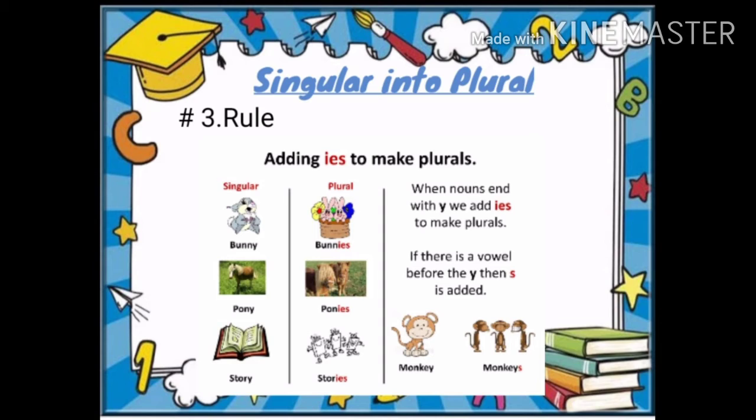For example, monkey. Monkeys, and but before Y which letter is there? E, and E belongs to the vowels category. Therefore, we will make its plural as monkeys. We will just add S and not IES. So students, I hope you are understanding these rules.